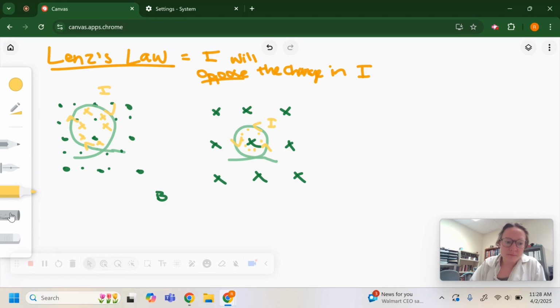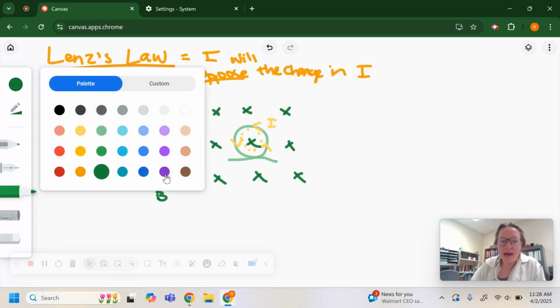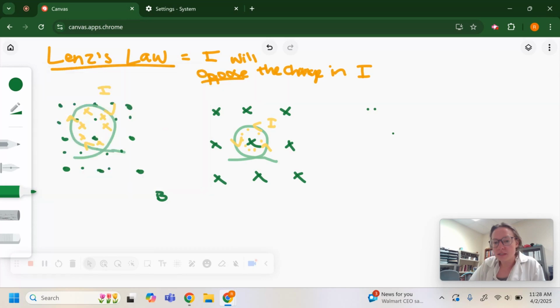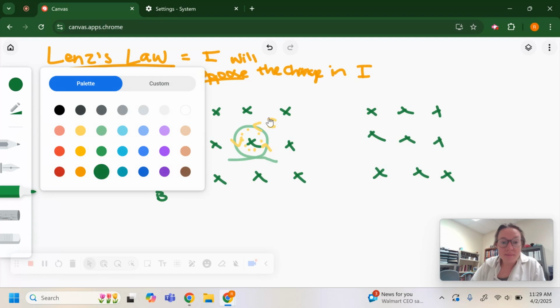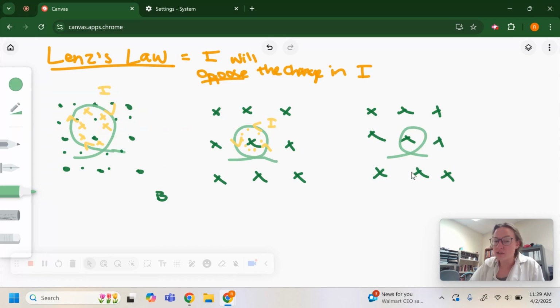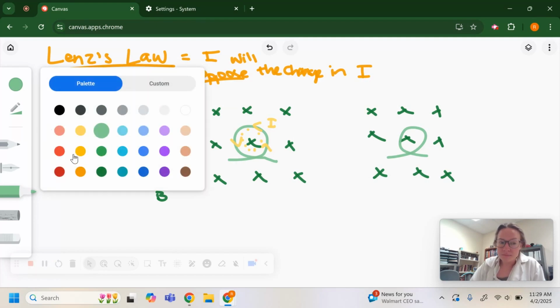Let's try another one. Let's say that this time you have a magnetic field going into the screen once again, like this. And you have a little loop in that magnetic field. But this time, the strength of the magnetic field is decreasing, so I turn down the volume on my magnetic field and make it weaker. Then which way would the current go? Well, here's what you say.